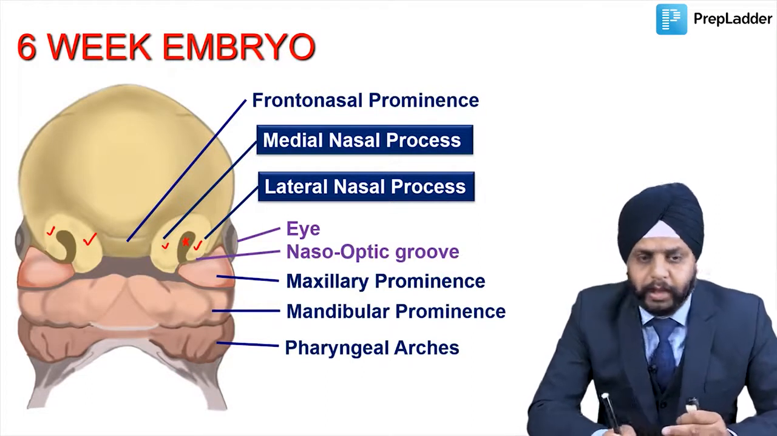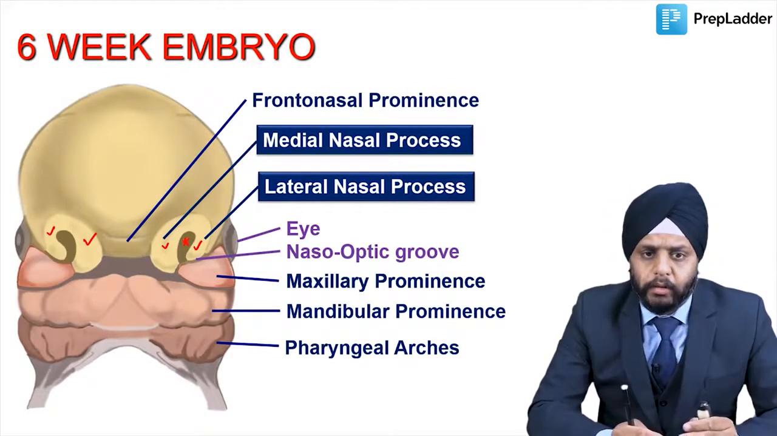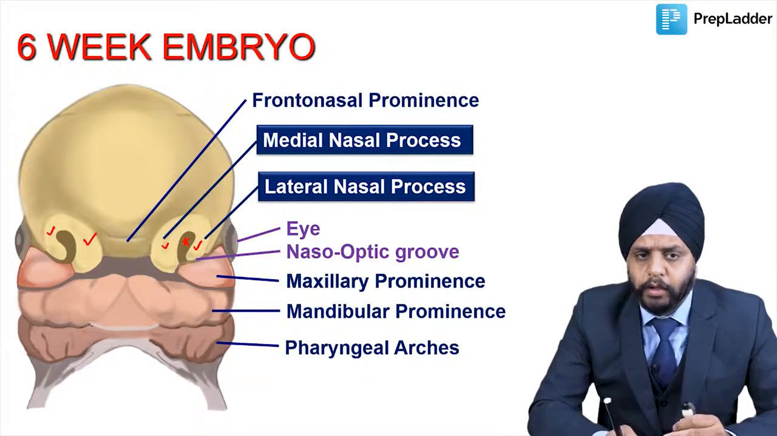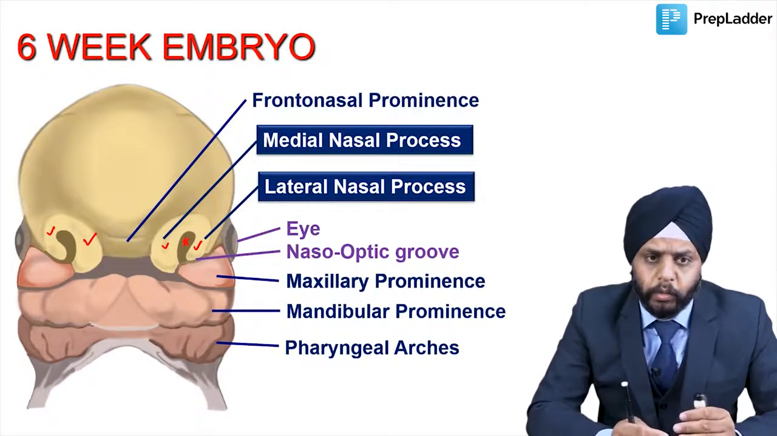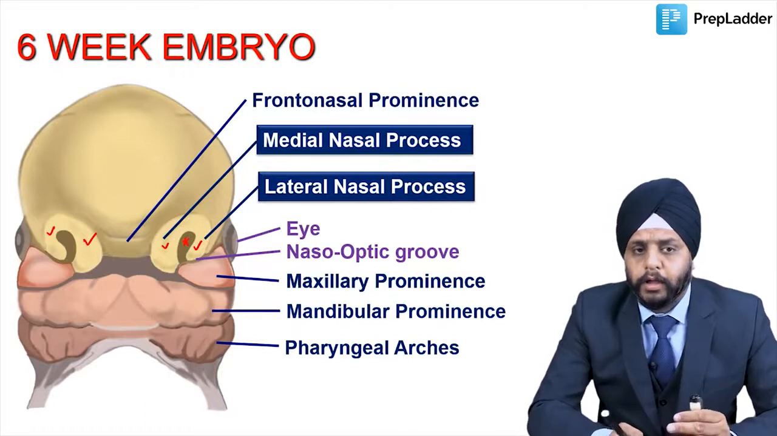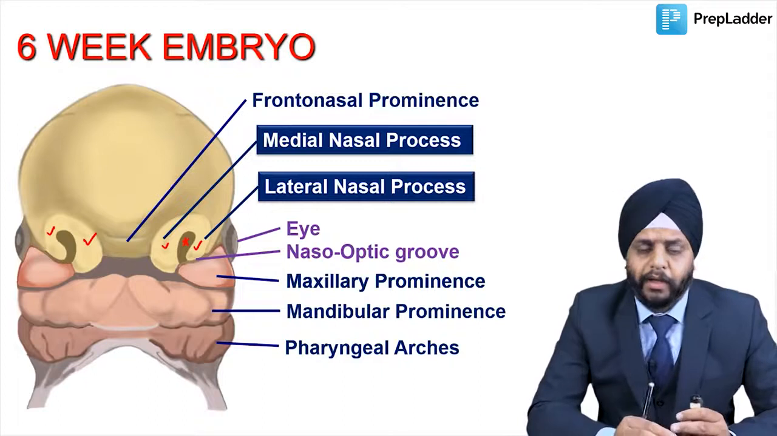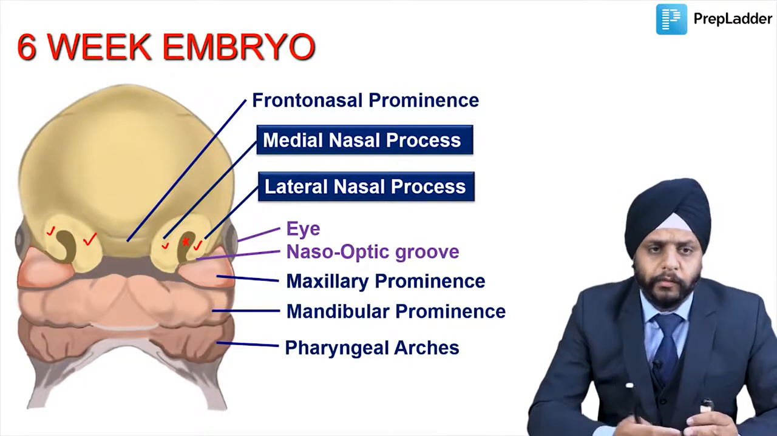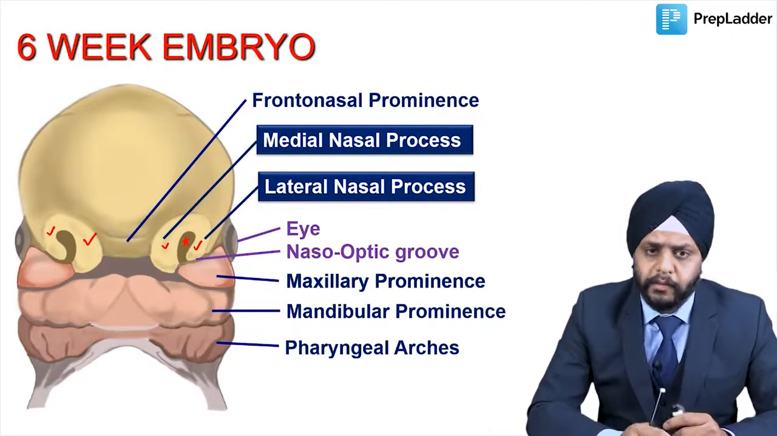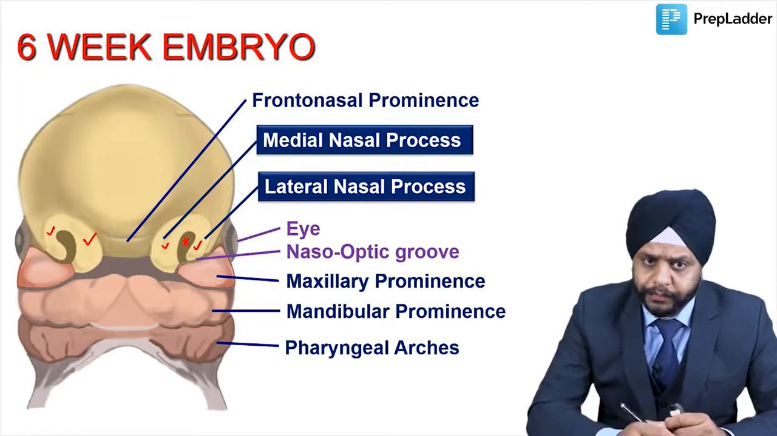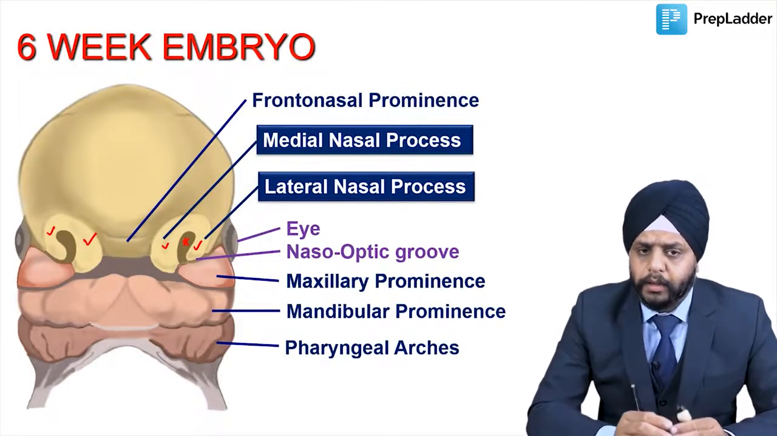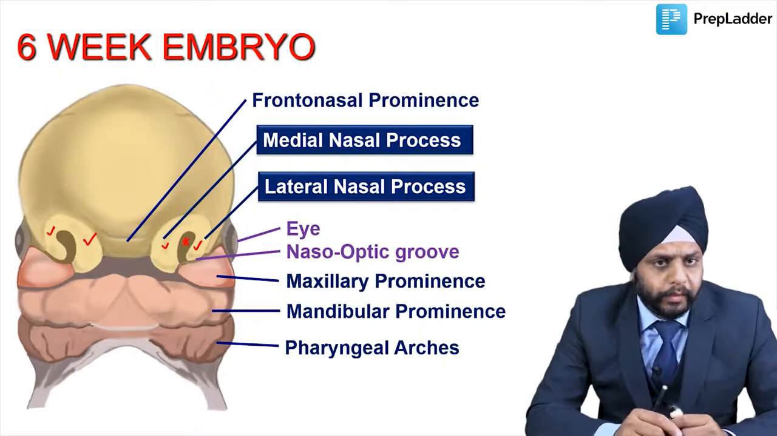So you can see a groove is there. Okay, that is known as naso-optic groove. Now this naso-optic groove will further lead to formation of nasolacrimal duct. Okay, and this is the place where we have the nasolabial cyst. So we'll discuss that in the congenital diseases of the nose, right? Okay, so we can see the naso-optic groove also in this diagram.